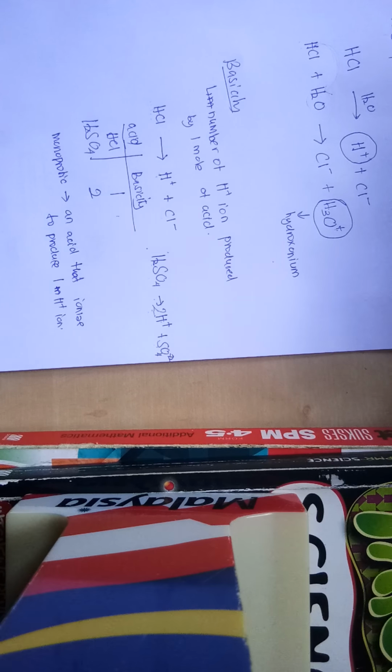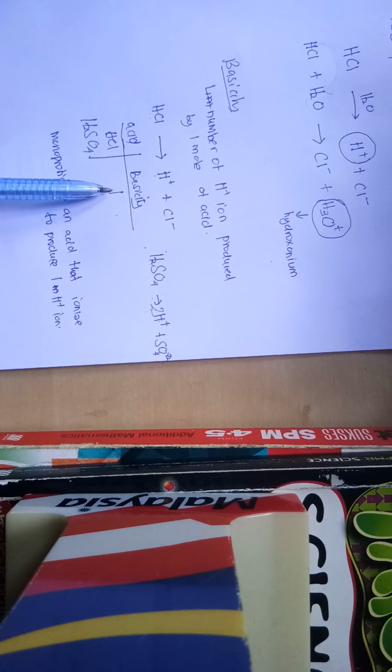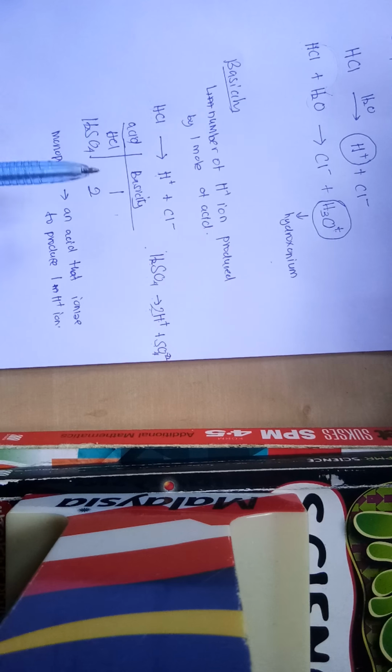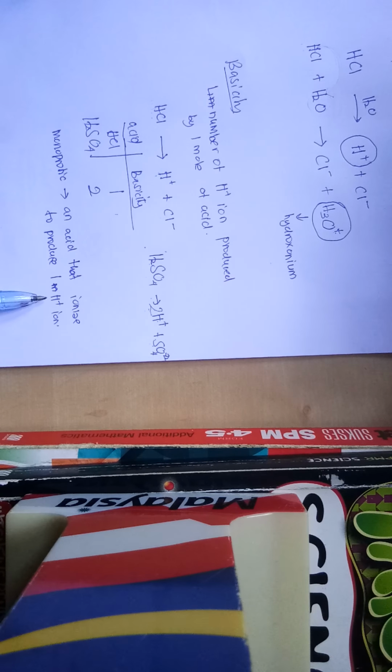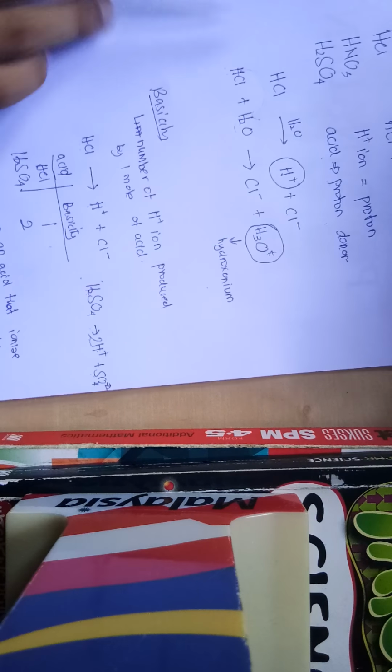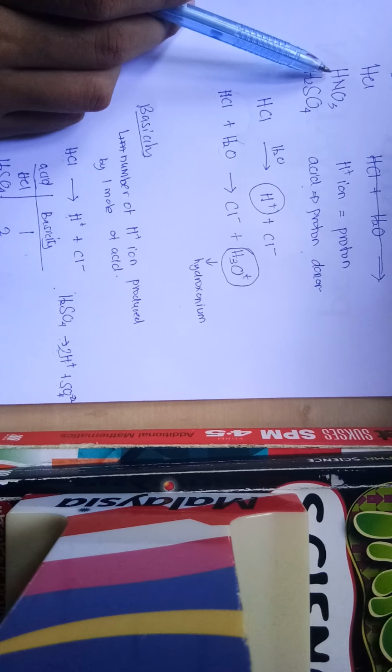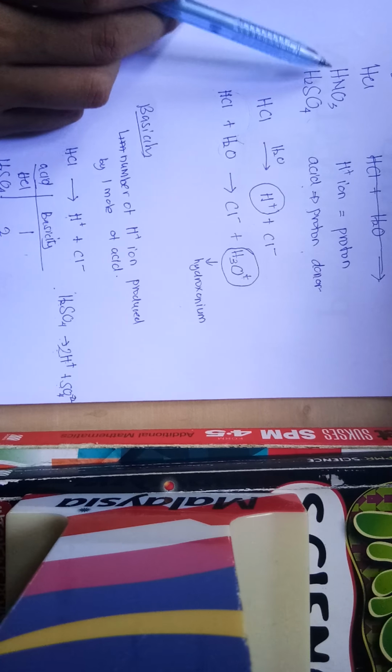So an acid that ionizes to produce one hydrogen ion. For example HCl, as you know just now the basicity is 1, so we call it monobasic or monoprotic because it produces 1 mole of hydrogen ion only. Same for nitric acid, as we discussed just now, it contains 1 hydrogen, so we call it monobasic or monoprotic because it can only produce 1 mole of hydrogen ion.